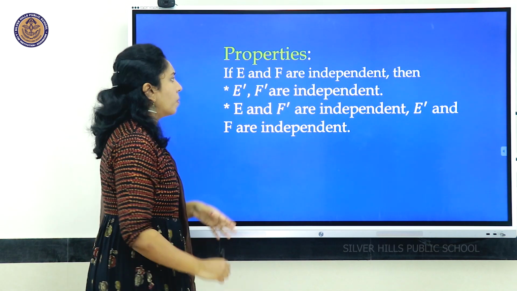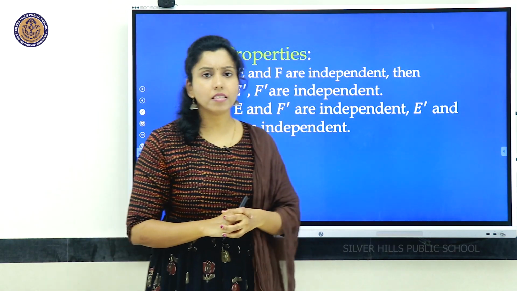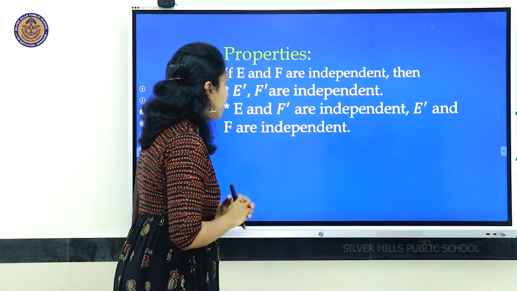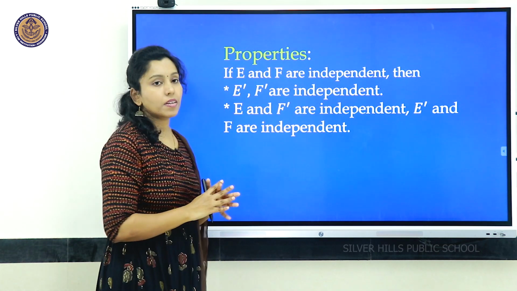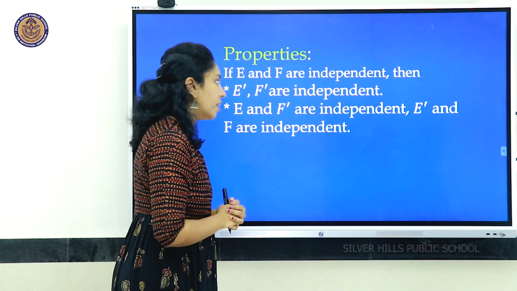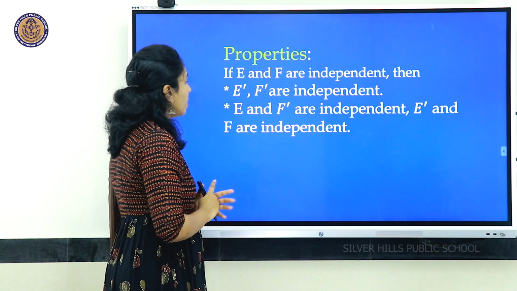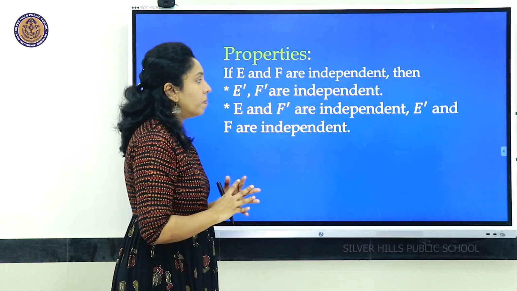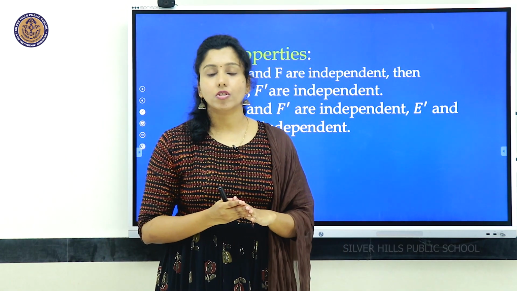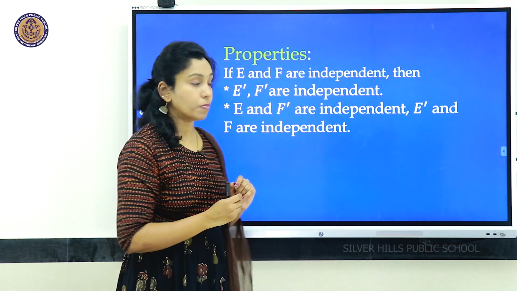Now, there are some properties based on that. The properties are, if E and F are independent, then the complements are also independent. That is, E complement and F complement are independent. Next one is, E and F complement are independent. E complement and F are also independent. Let us see how to prove this.